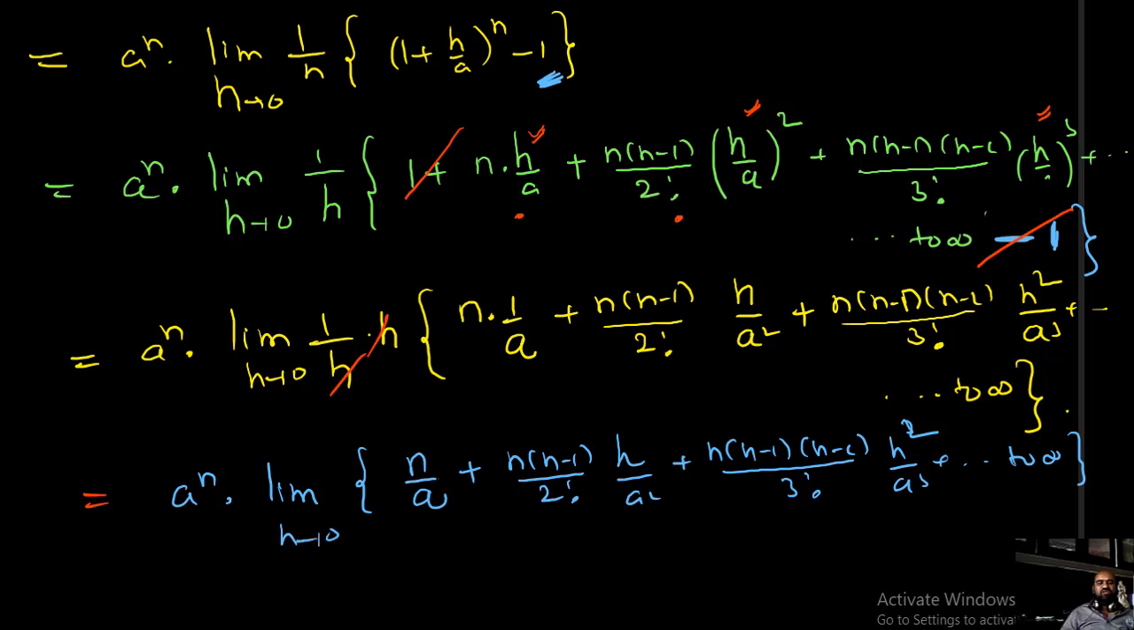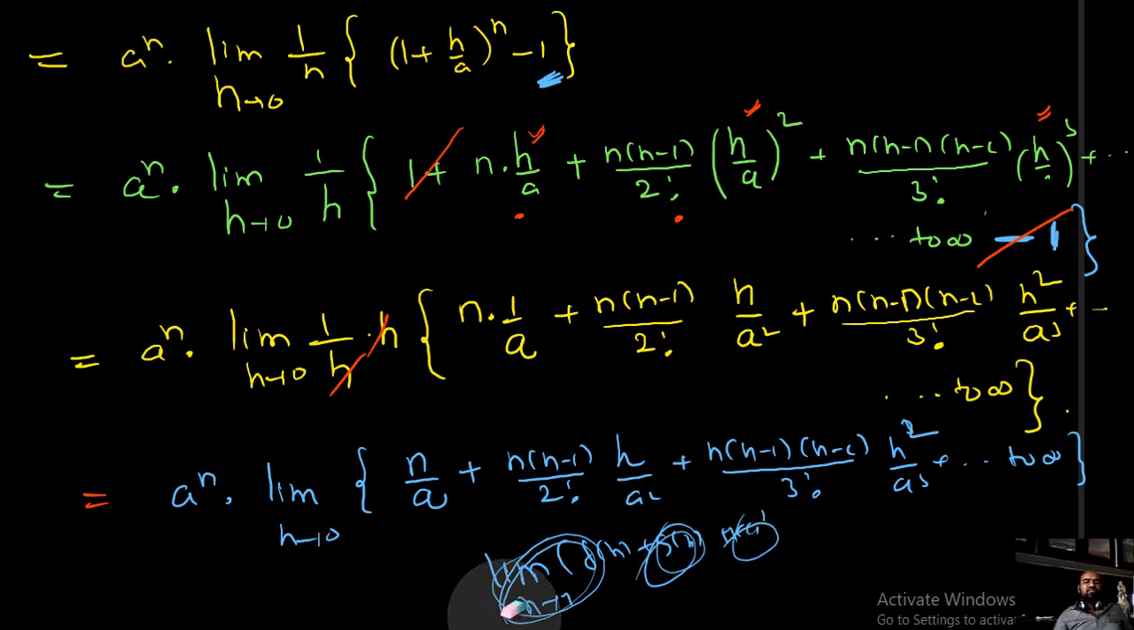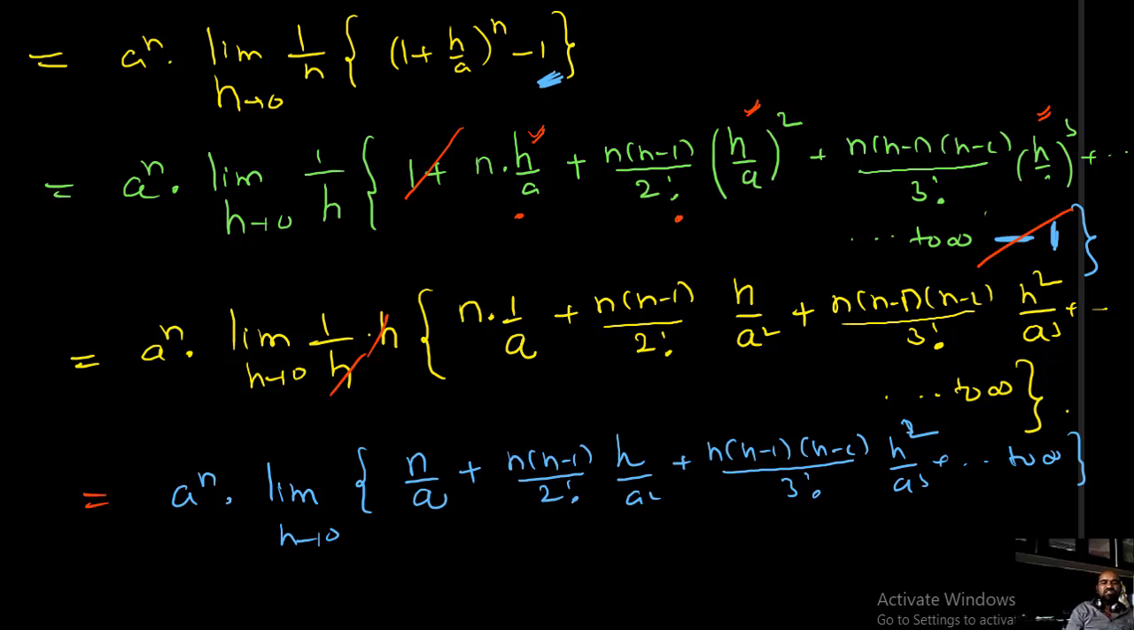H is tending to 0. Students, we have one formula, algebra of limits, saying that limit of f of x plus g of x plus k of x, where x is tending to a, means limit f of x plus limit g of x plus limit k of x. Just like that, this is the same as a power n into the limit of n by a only, because that is constant. After that, each term containing h tends to 0, so 0 plus so on plus 0.